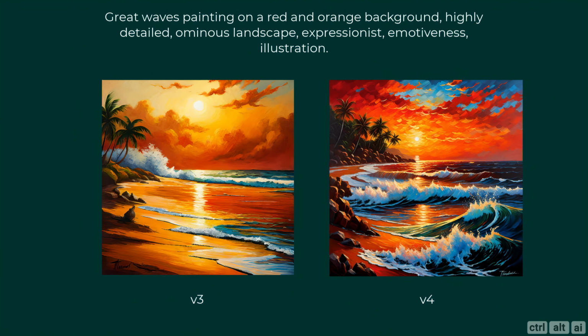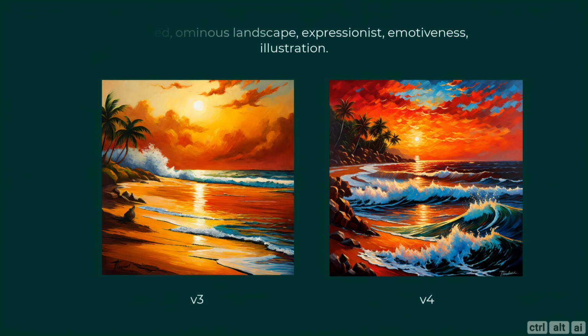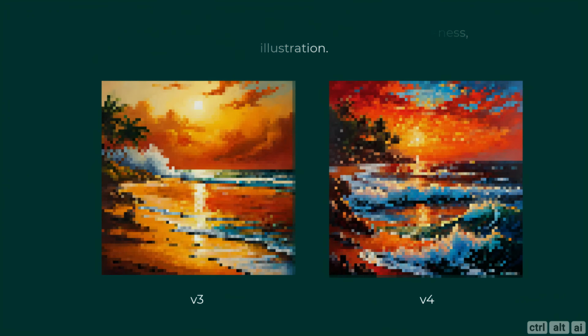Let's look at version 4. Do you see what I mean? The AI has accurately considered ominous in the illustration. The weather is stormy. It's more expressive, which is evident from the strokes and the sky. For me, version 4 invokes more emotion than version 3. So here, I prefer version 4 to 3.